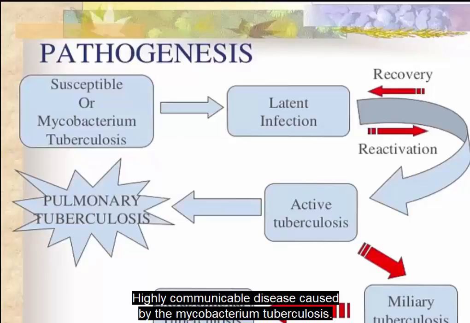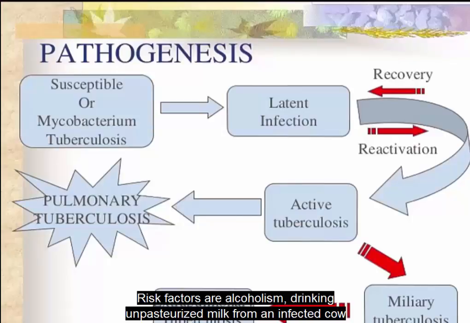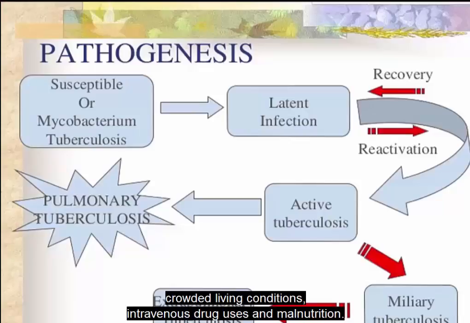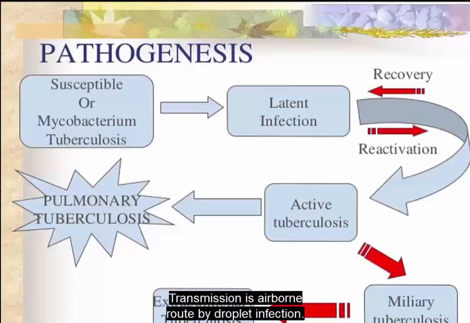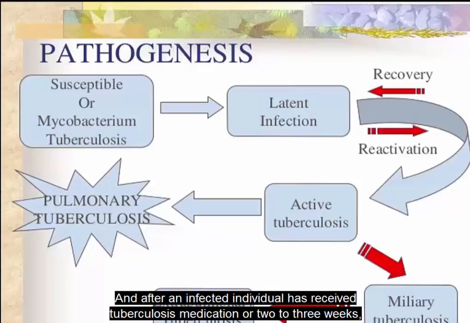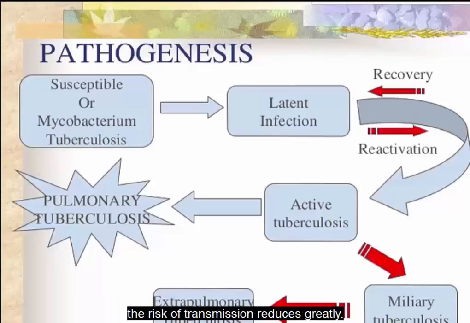Tuberculosis. Highly communicable disease caused by the Mycobacterium tuberculosis. Risk factors are alcoholism, drinking unpasteurized milk from an infected cow, and patients who are homeless and from lower socioeconomic groups, crowded living conditions, intravenous drug use, and malnutrition. Transmission is airborne route by droplet infection, and after an infected individual has received tuberculosis medication for 2 to 3 weeks, the risk of transmission reduces greatly.